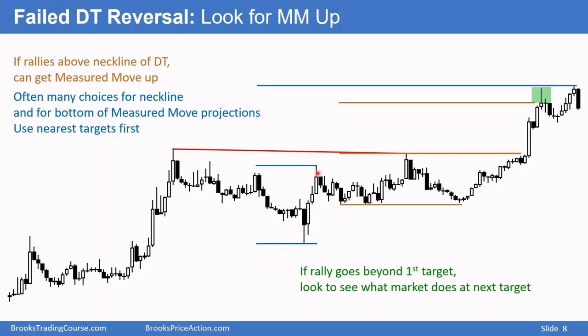For example, maybe the market's using this double top neckline for a measured move up. If it goes above that, then I'll look at a double top here and here with this neckline and look at a measured move up there to see what the market does when it gets there. You can see here we have a double top at that measured move and the market's starting to turn down. A good location for the bulls to take at least partial profits.